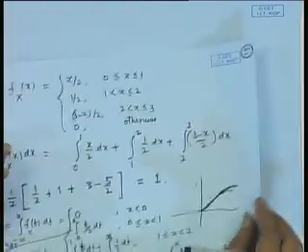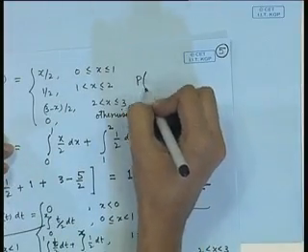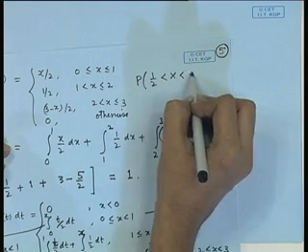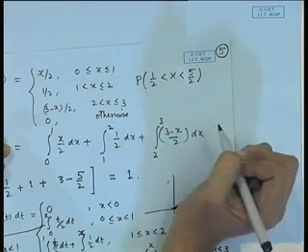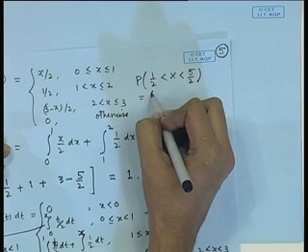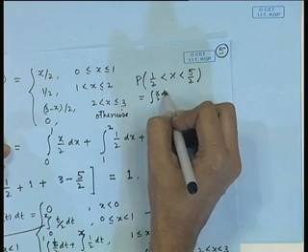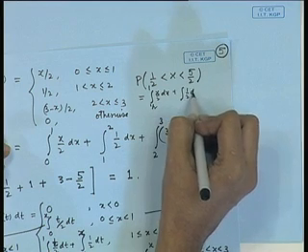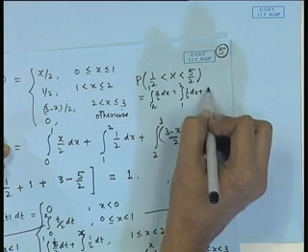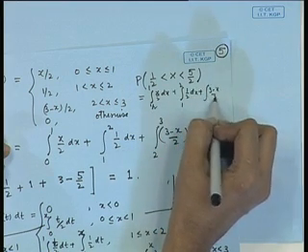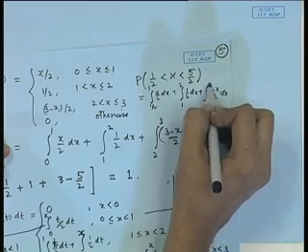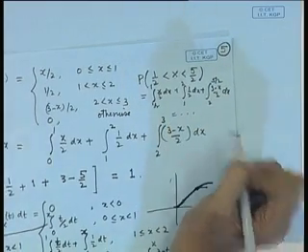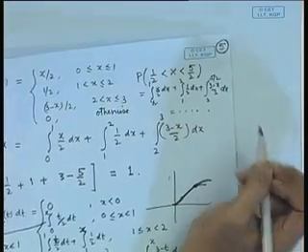If you want to find out the probability of a certain set, suppose I say what is the probability that x lies between half and 5 by 2, then it will be integral of x by 2 from half to 1 plus integral of half from 1 to 2 plus integral of (3 minus x) by 2 from 2 to 5 by 2, which can be evaluated after certain calculations.